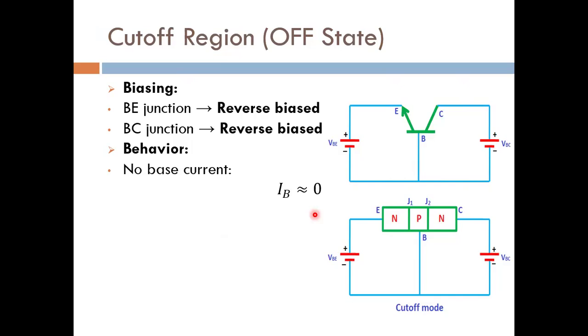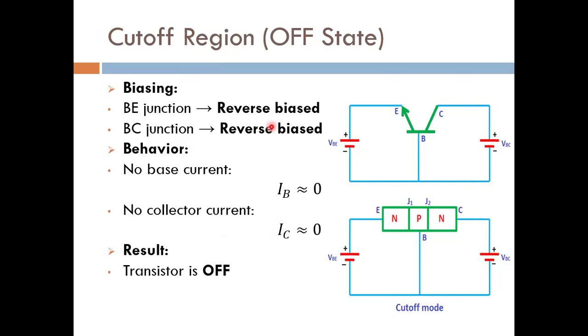Similarly, no collector current, as this is the switch off condition, where both junctions are reverse biased. And the result is that the transistor acts as off. Further, we can say it acts like an open switch. Further, in terms of logic, we can say this is just like logic 0.